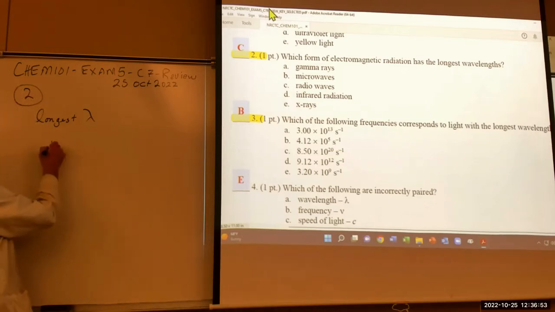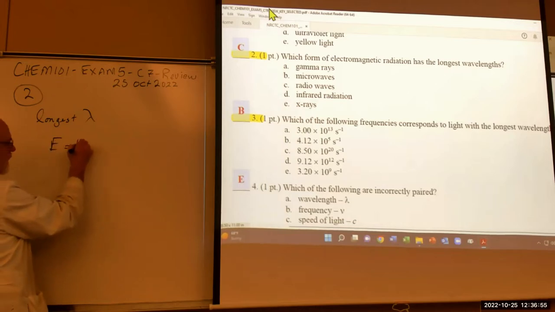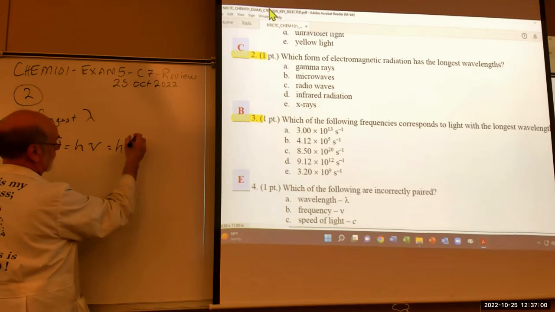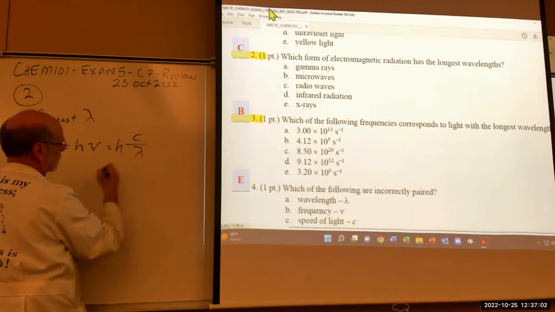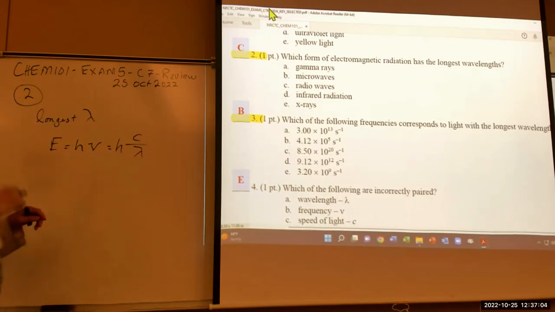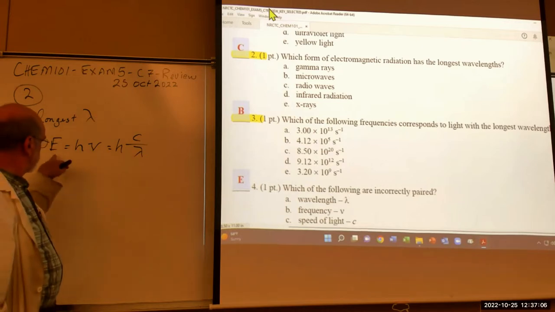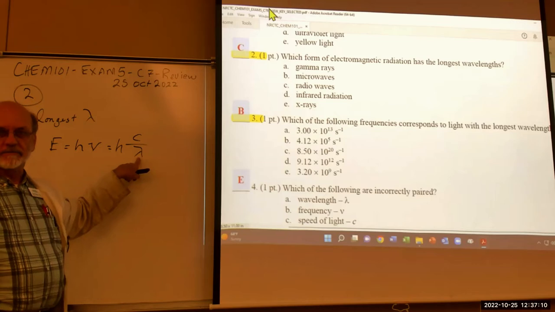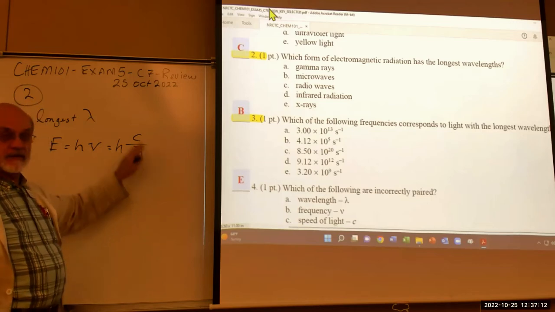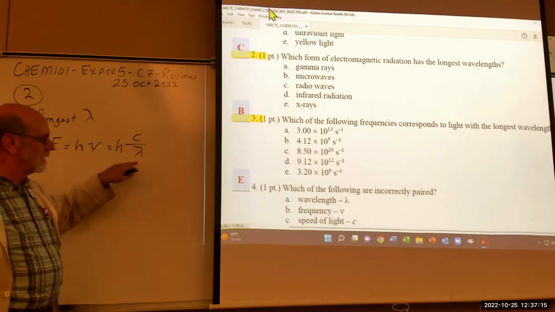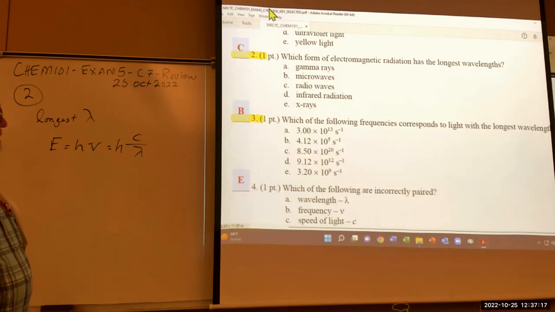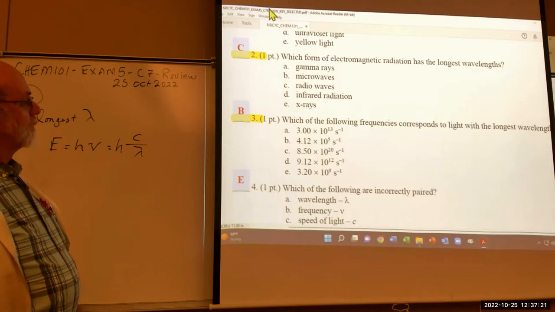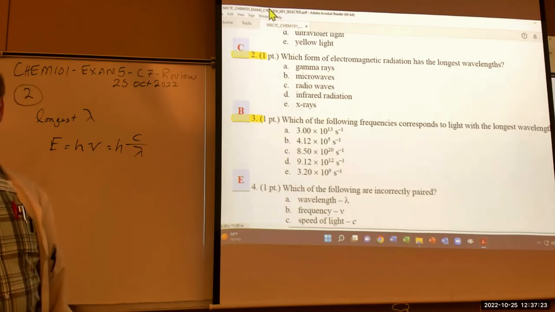And that goes back to Planck's equation, right? Like that, or actually better, like this. So notice that the higher energy is the one with the smallest wavelength, right? If it's in the denominator, it has to be that way. So which one has the longest wavelength? Well, the least energetic, right?